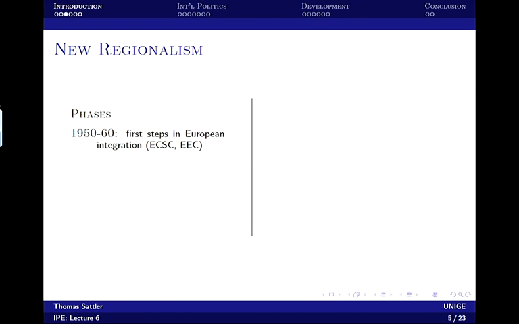And one example is the European community, the European Coal and Steel Community, which then turned into the European Economic Communities in the 1950s and 60s. So this is the first wave of regional integration, which happened mostly in Europe. Then in the 1980s, so there was a stagnation of the European Union in the 1970s, but it deepened in the 1980s and 1990s.